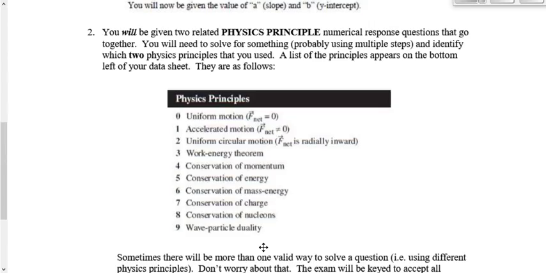Physics principle 0, uniform motion, refers to objects that are moving at a constant velocity. Or technically it could mean at rest, like suspended. It will almost certainly be, though, something that's moving at a constant velocity. One of the equations that you may have used in association with that is V equals D over T. If you've used V equals D over T, you have used principle 0. You know that 100% for sure. Accelerated motion where the net force is not 0. This is when something is accelerating.